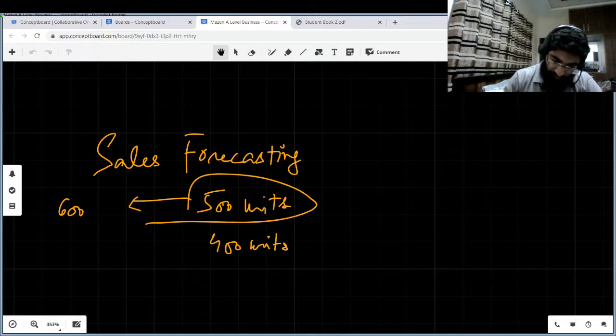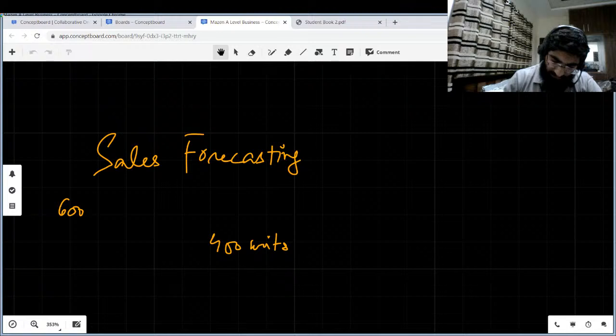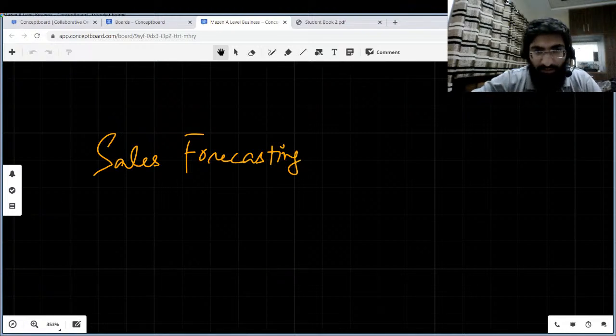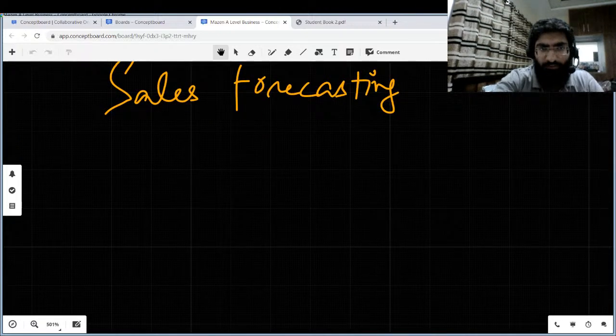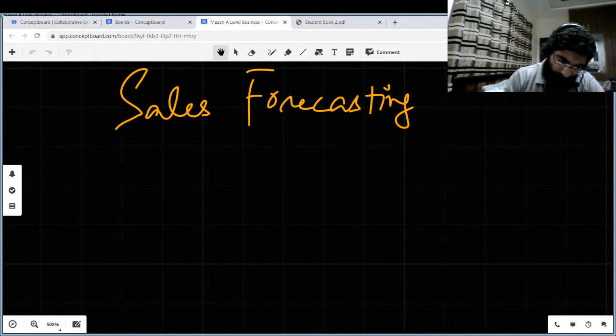The time series analysis that we have to study involves a few steps. I don't know if you have covered this at your school or how much you already know about it, but let's see. So we have to do time series analysis.